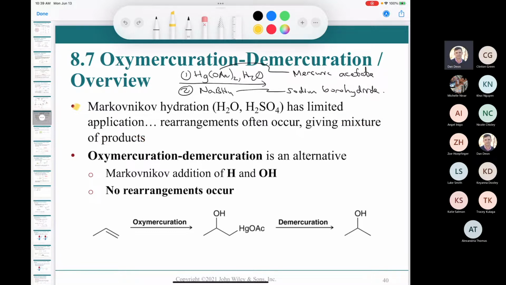And so we have an alternative to do a Markovnikov addition of a hydrogen and a hydroxyl, Markovnikov addition of water, and we avoid carbocation rearrangements. The first step is what we call oxymercuration. That's using the mercuric acetate and water. And then the second step is the demercuration. That's where we use the sodium borohydride. So step 1 is using mercury 2 acetate in water. And the second step is using sodium borohydride. 2 separate steps. Step 1 and step 2.